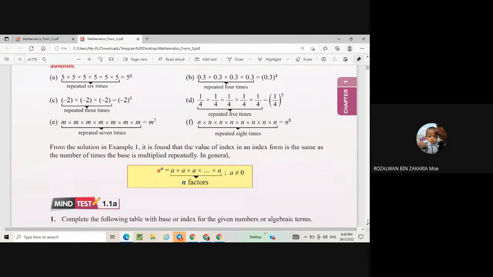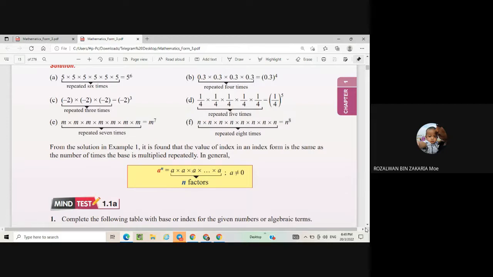So the conclusion from this solution of example 1 is that the value of the index in an index form is the same as the number of times the base is multiplied repeatedly. In general, we can write a power of n equals a times a times a times dot dot dot times a, and a is not equal to 0. And n here equals the number of factors, which is how many times a has been multiplied by itself.